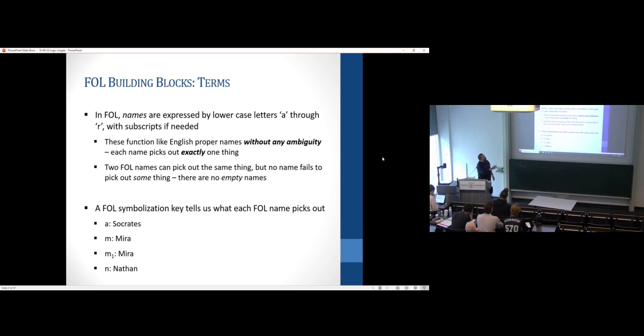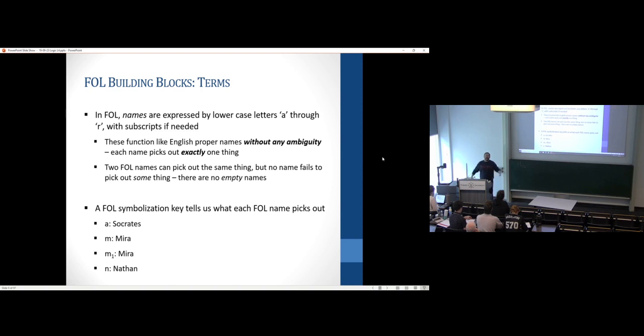That is, we're going to express them, as I've said, with lowercase letters, in particular A through R. We can have subscripts if we need them. They function like English proper names in that they just designate things. They don't tell us anything about what they designate. There's no descriptive content to it. But they're unlike English proper names in that there's absolutely no ambiguity. What I mean by that is each name picks out exactly one thing. For any given name, it only is the name for one thing.